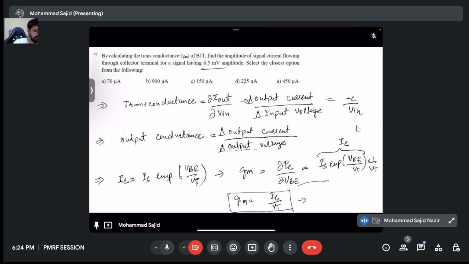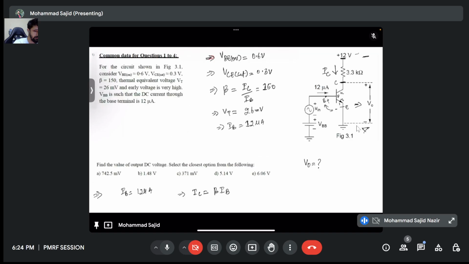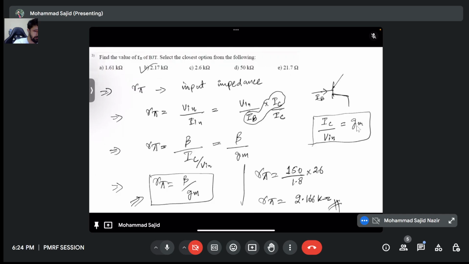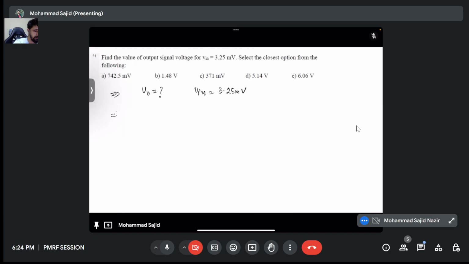Remember that this is small signal. That means 12 volt will be grounded and your output resistance is 3.3 kilo ohm. And now your input signal is at 3.25 millivolt. Ignore the DC part, just use the AC part. Just a hint, you can use GM from the previous question as I output by V input. Just give it a try.